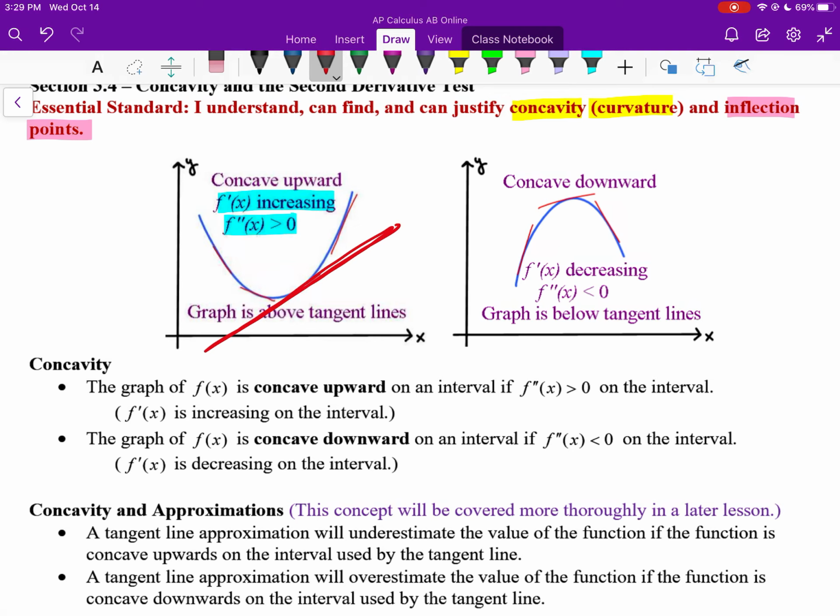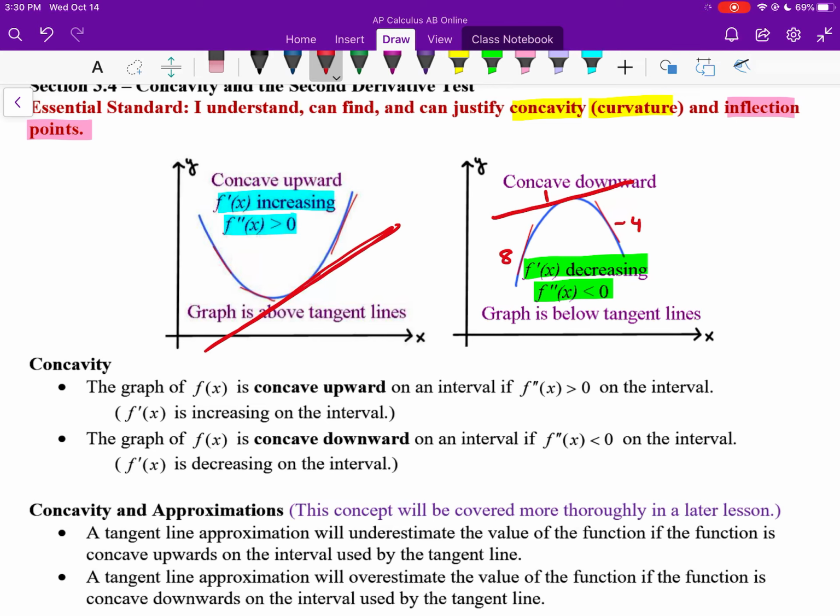Concave downward means that our first derivative is decreasing. It means that our second derivative is going to be negative. Our graph is going to be below our tangent lines. And again, if we want to think about what it means for the first derivative to be decreasing, this slope over here might be something like 8. This slope over here might be something like 1. This slope over here might be negative 4. And as you go from left to right, your slopes are decreasing. That's going to be concave down.